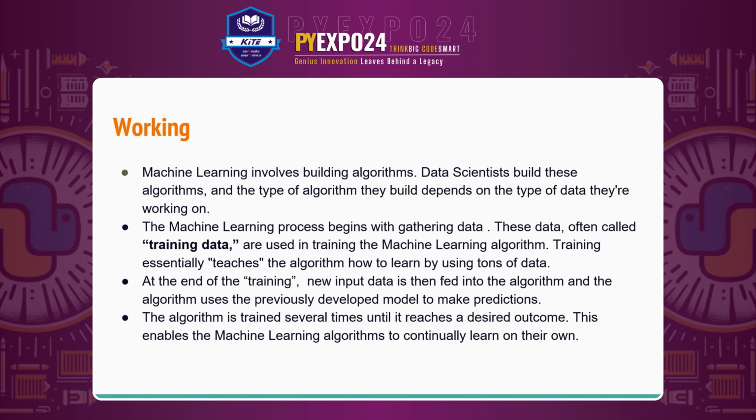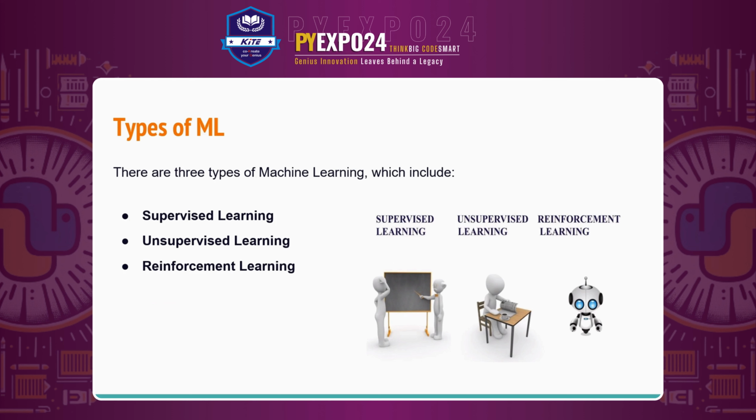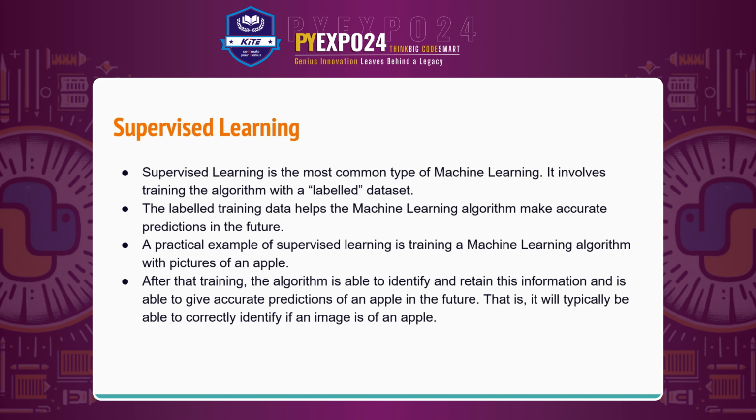Next comes the types of machine learning. The types of machine learning include supervised, unsupervised, and reinforcement learning. Coming to supervised learning, the algorithm here is trained using a labeled dataset to make accurate predictions. For example, when we train an algorithm with pictures of apples, after the training, the algorithm is able to give accurate predictions of apples. That is, the image of an apple is correctly identified.